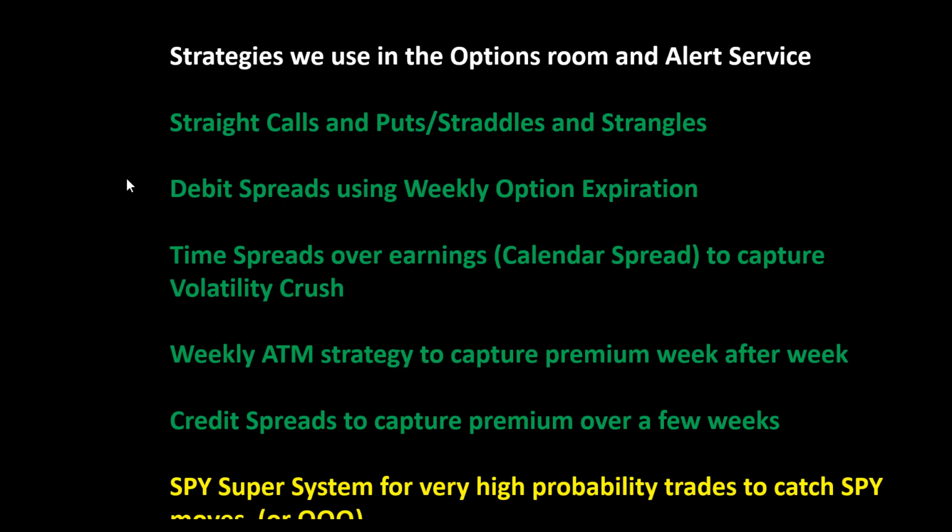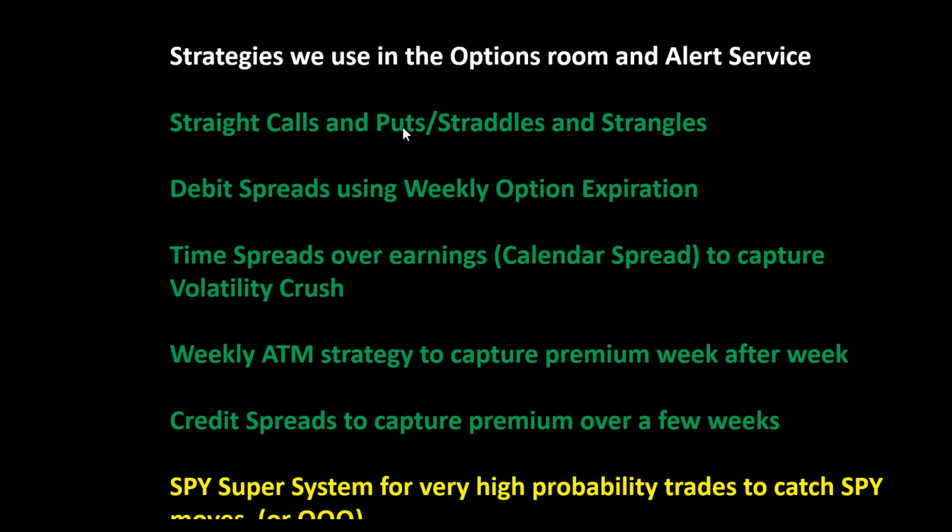Now in the room and on the alert service, these are the strategies that we use. We use options. I sometimes take straight stock if the options aren't good enough. But we do straight calls and puts, and we do straddles and strangles. If you're not familiar with those, I have videos on all those. It's basically just a strategy. Straddles and strangles are non-directional. Straight calls, straight puts are directional. You need the stock to trade either, if you get calls, you expect it to go up. You need it to go up.